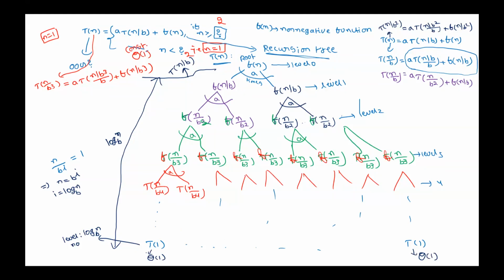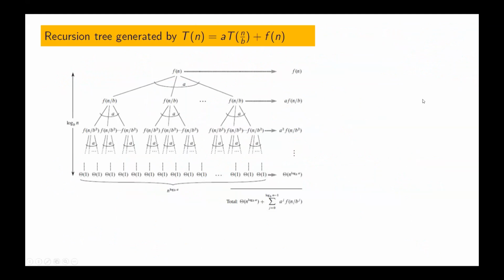Now, what is the amount of work we are doing in level 0? Same diagram, whatever is shown here. This is directly taken from the Cormen textbook. Whatever I explained up to this, is it clear? F of n, all these things. This is T of 1, which is the same as theta of 1.